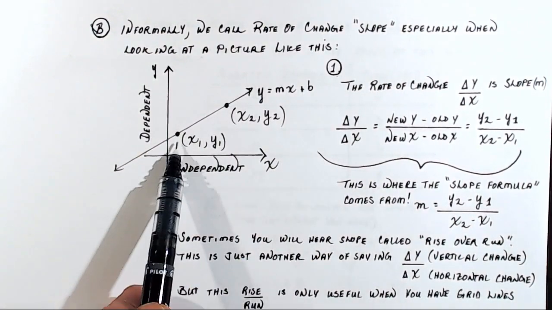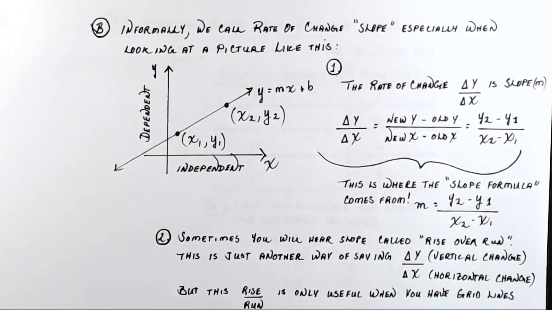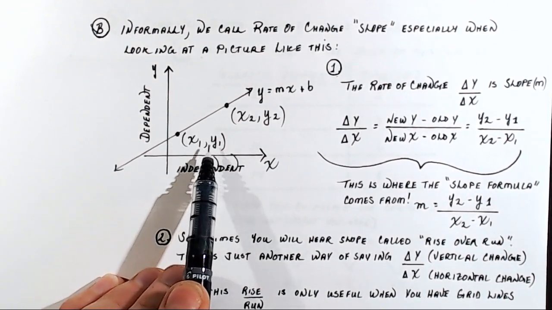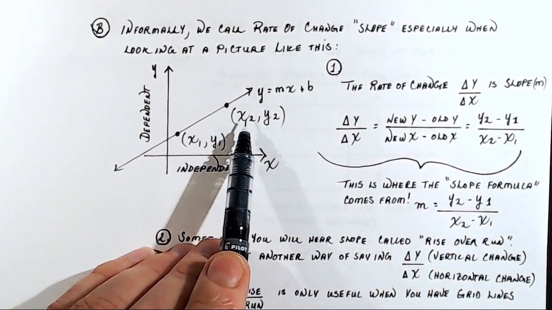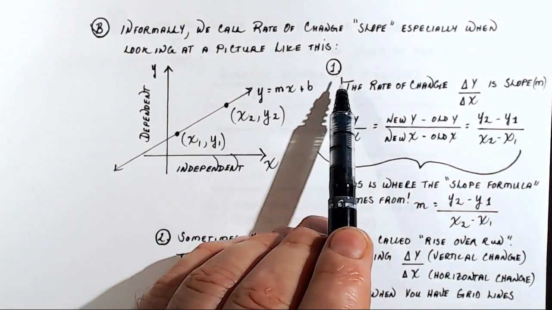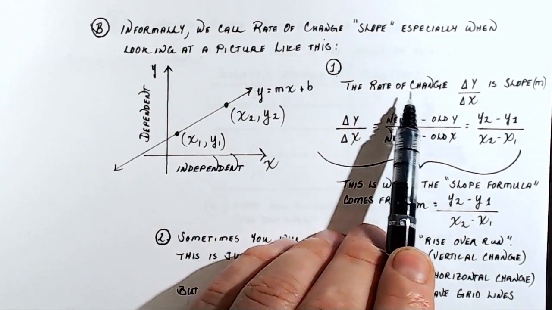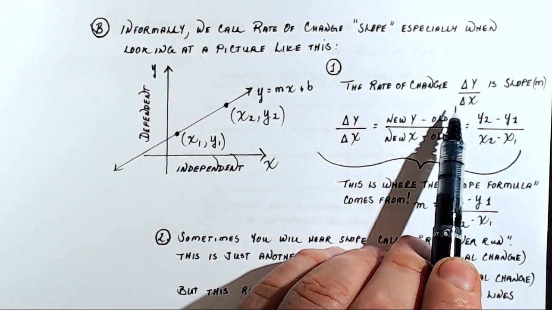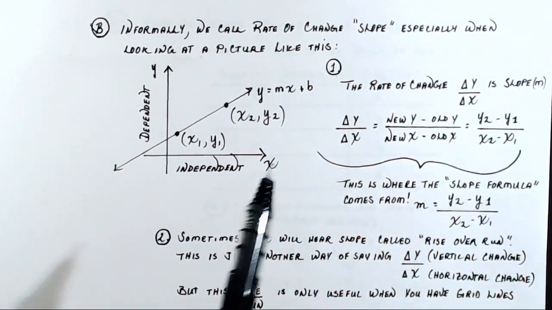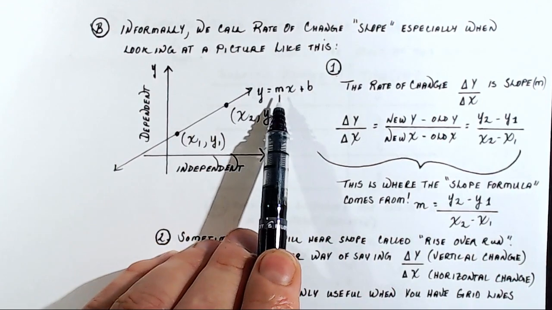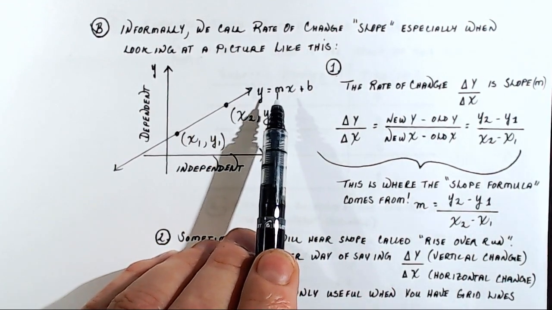But the key point here is that I've plotted 2 points on this line, and I've labeled those points x1, y1, and the second point x2, y2. Over here I've noted that the rate of change, that is the change in y over the change in x, is the slope. And we call the slope m. You'll find that right here as well, m.